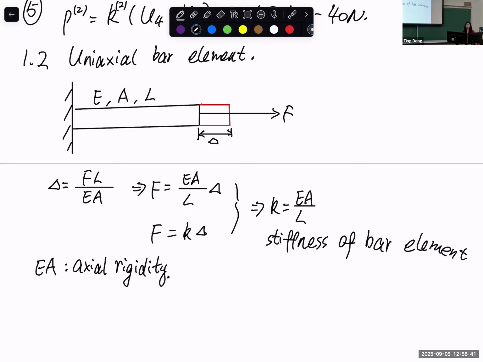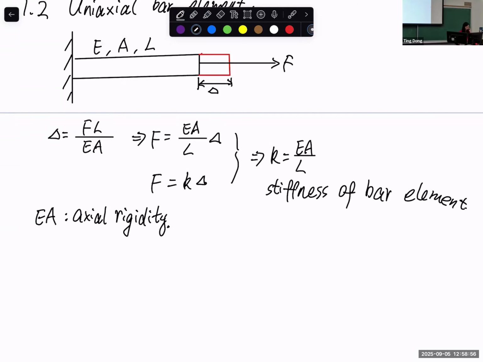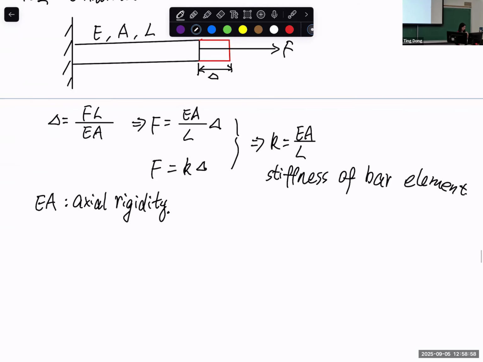If it's a beam element, of course, it would depend on the material property, Young's modulus, and moment of inertia. So it's a different parameter. Even though cross-section area and moment of inertia are both cross-section properties, if a different force is applied, we are using different parameters here. If you check textbook section 1.2, they do a similar derivation as for the spring element all over again.